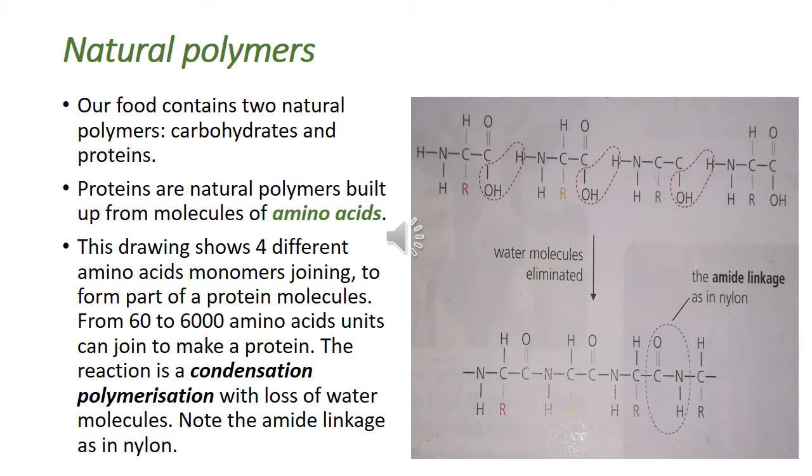Next are the natural polymers. What are natural polymers? Our food contains two natural polymers, namely carbohydrates and proteins. Proteins are natural polymers built up from molecules of amino acids, which is shown on the right hand side of the slide. This drawing shows four different amino acid monomers joining to form part of a protein molecule.